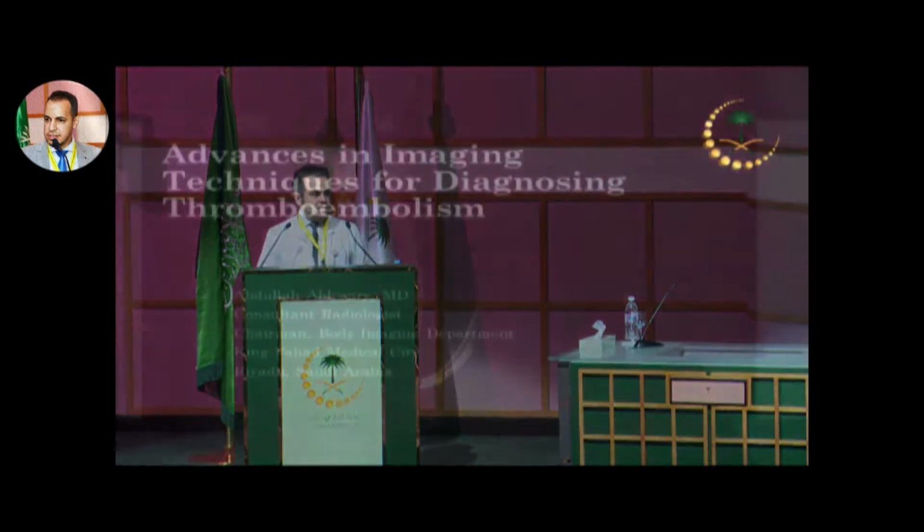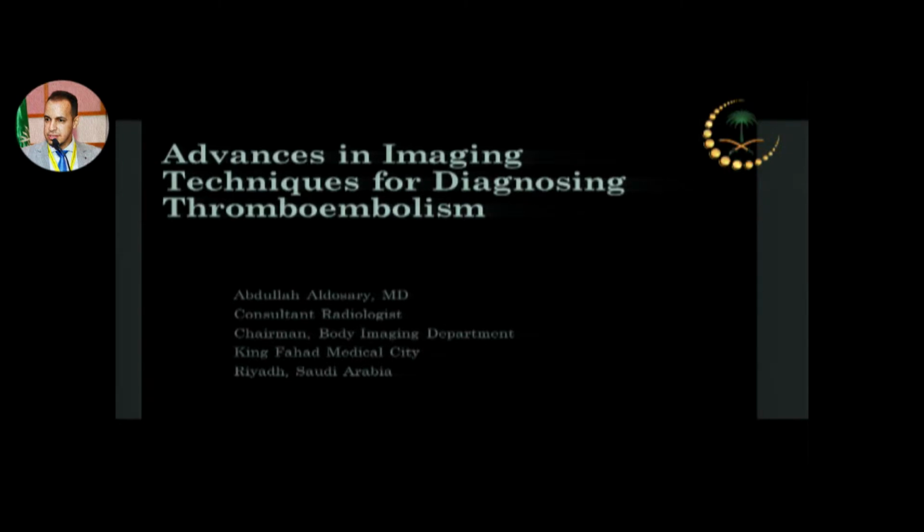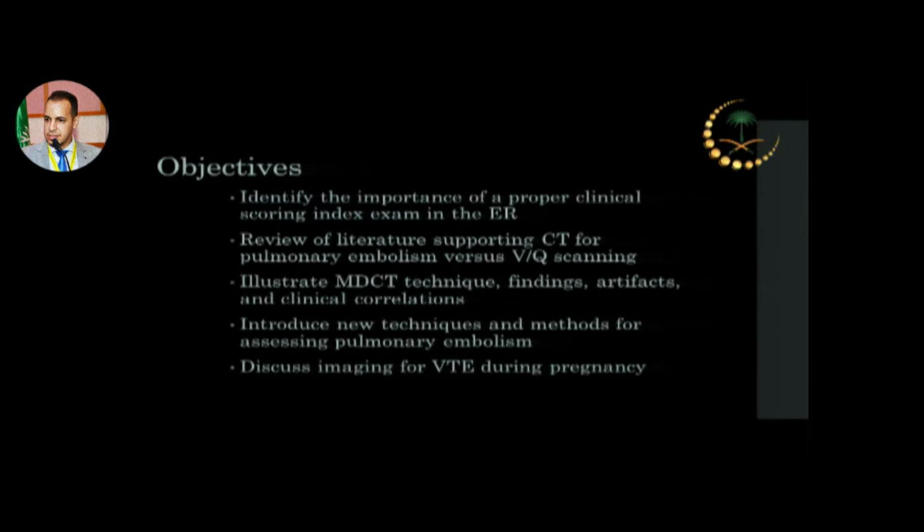So hopefully over the next 30 minutes I'll be talking about the imaging techniques for diagnosis of thromboembolism in the non-pregnant population. Then we'll also touch on the imaging of venous thromboembolism in the pregnant population. So the objective is to identify the importance of proper clinical scoring index, especially from emergency room, review of the literature supporting CT versus VQ scan, and the imaging of patients suspected to have pulmonary embolism, illustrate the technique of multi-detector CT and some of the imaging findings and artifacts, some of the new techniques introduced for the imaging of pulmonary embolism, and also discuss the venous thromboembolism imaging during pregnancy.